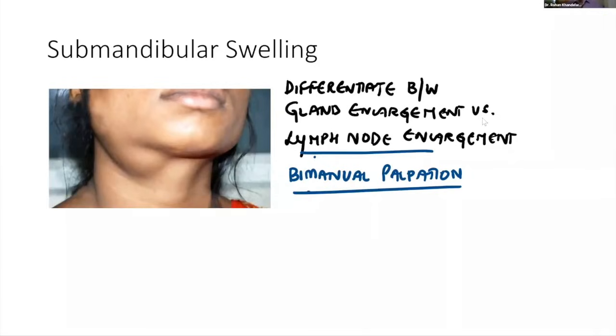A beautiful question which was asked in the exam was how to differentiate gland enlargement from lymph node enlargement, because you can even have lymph nodes in the submandibular region. So we carry out bimanual palpation. Again, very important question for the exam.